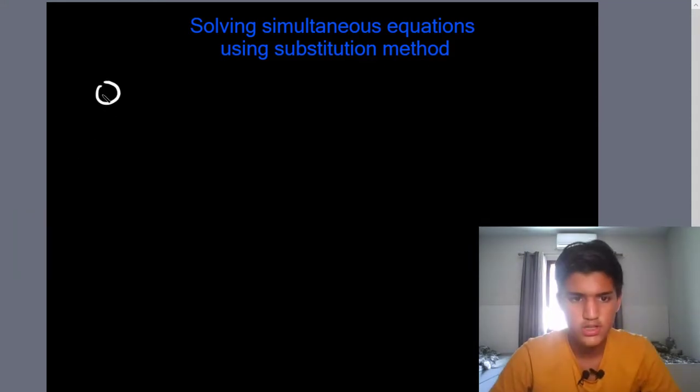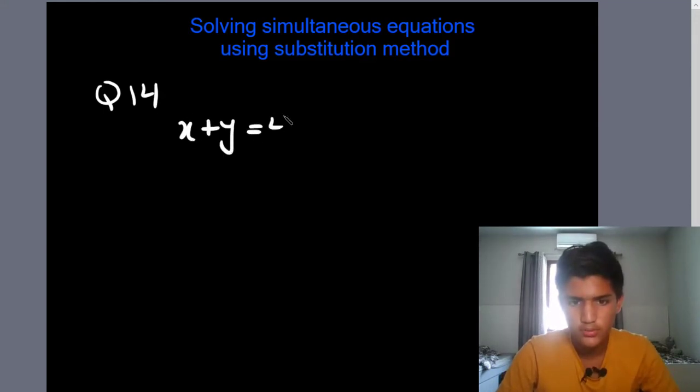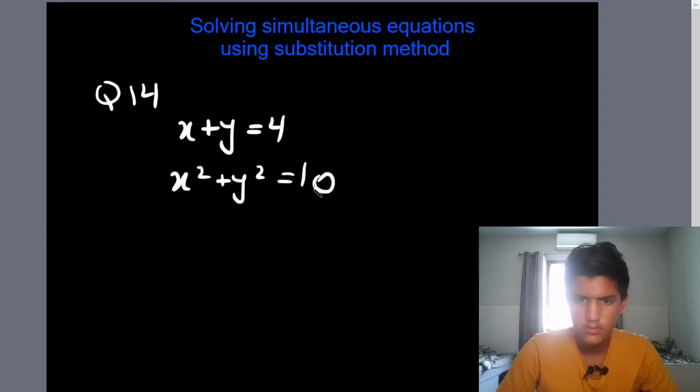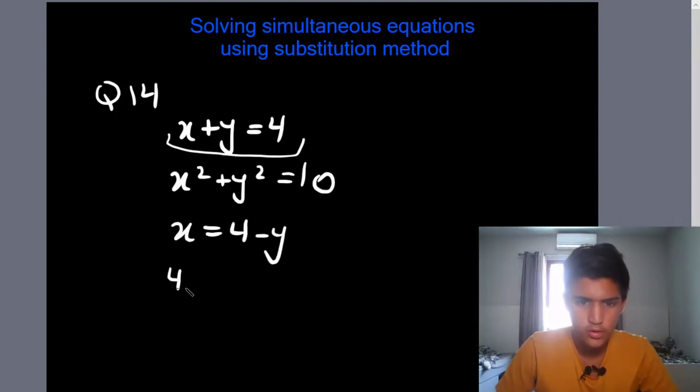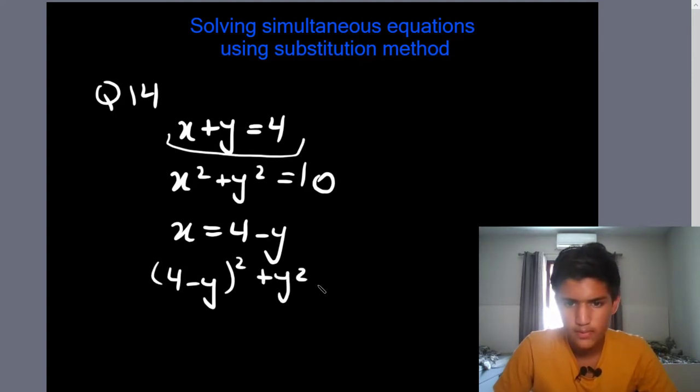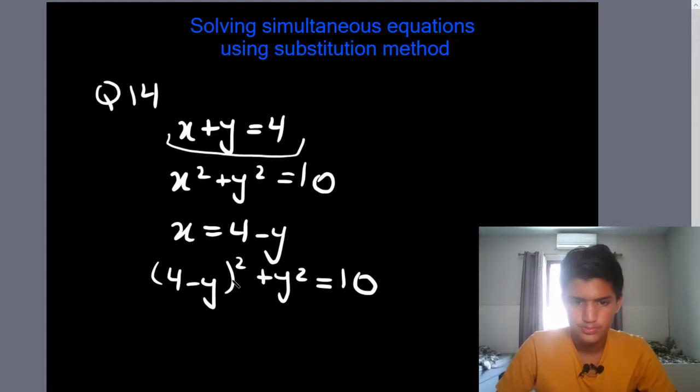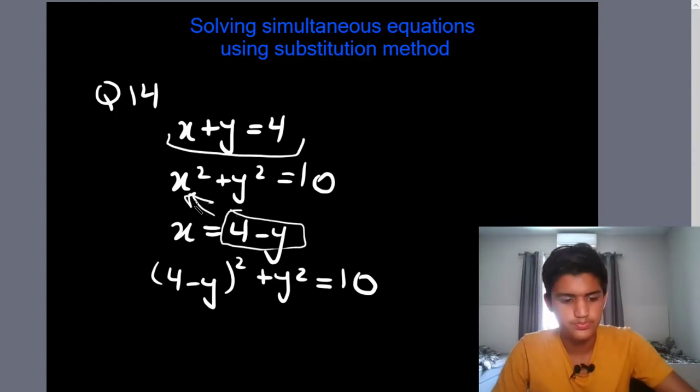So question number 14: x plus y is equal to 4 and x squared plus y squared is equal to 10. So we're going to be making x the subject in this equation. x is equal to 4 minus y. Then (4 minus y) whole squared plus y squared is equal to 10. So I just placed this in the place of x in the other equation.